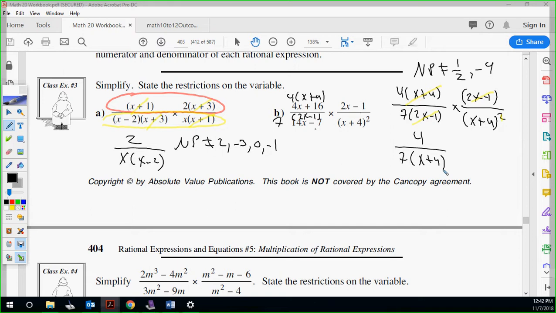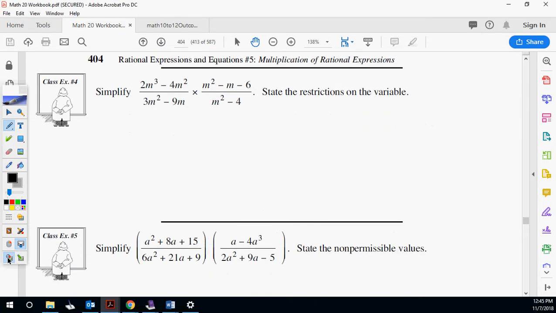Any questions? We're on the decline here. Two more examples. No questions? All right. We're going to get a little uglier here.